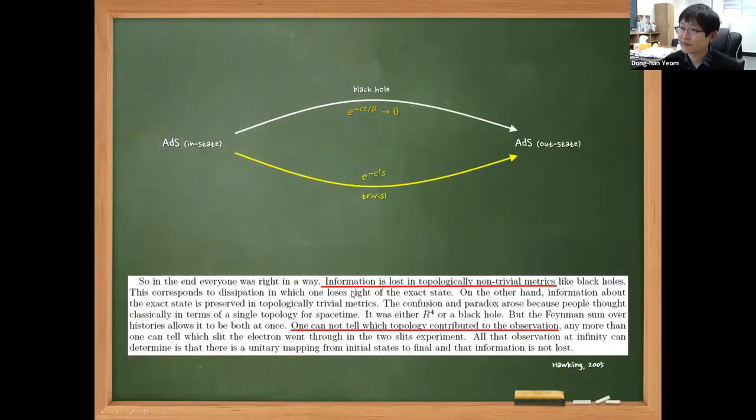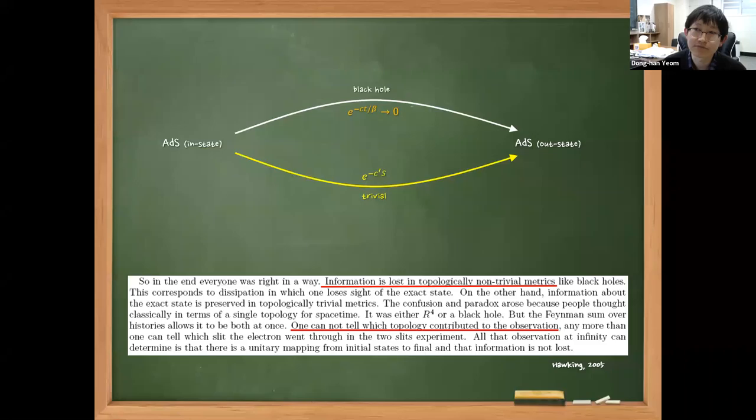So information is lost in topologically non-trivial metrics, something like black holes. However, one cannot tell which topology contributed to the observation. So in observations, we have to sum over all the contributions. Even though the correlation decays in the black hole topology, in the trivial topology contribution the correlation still survives. And in the end, information must be preserved. That is the brief outline of Hawking's 2005 paper.